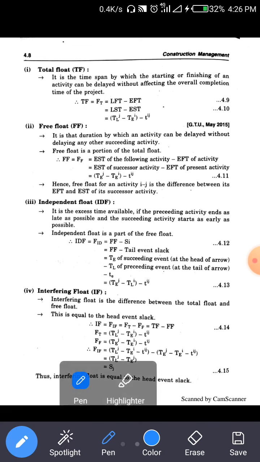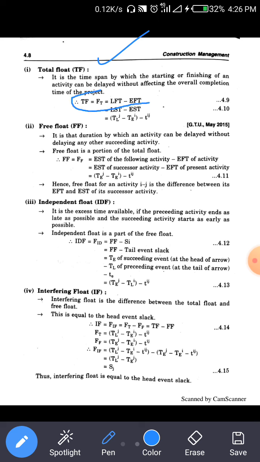So what is total float? It is the time span by which the starting or finish of the activity can be delayed without affecting the overall completion time of the project. So the total float equation is LFT minus EFT. What is LFT? Latest finish time minus earliest finish time is the total float. Clear?